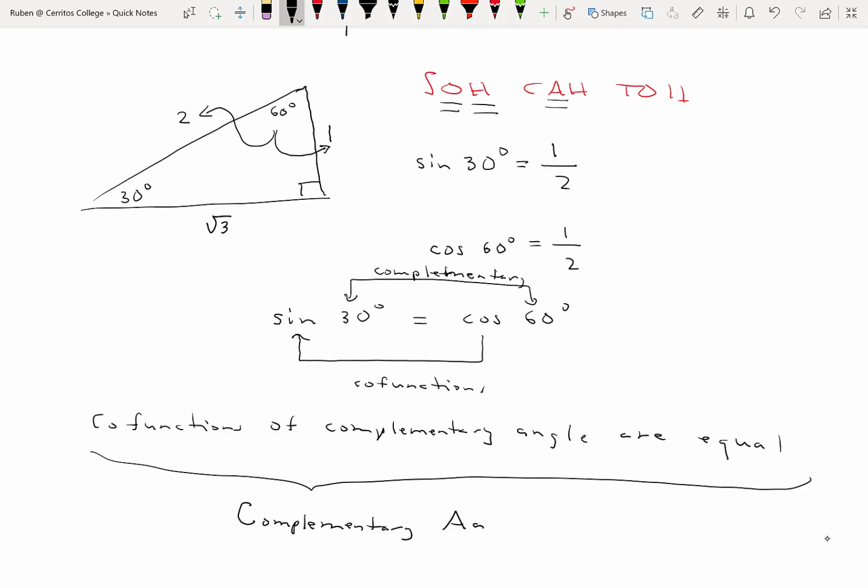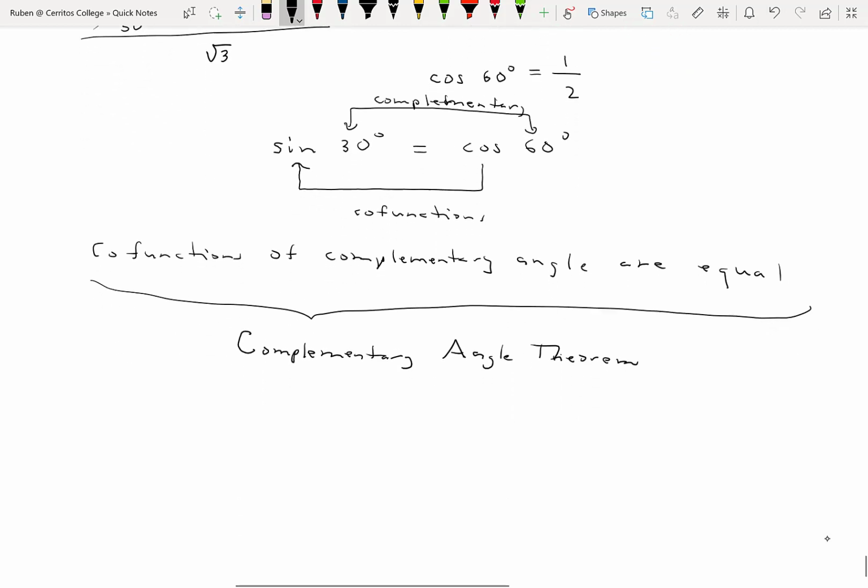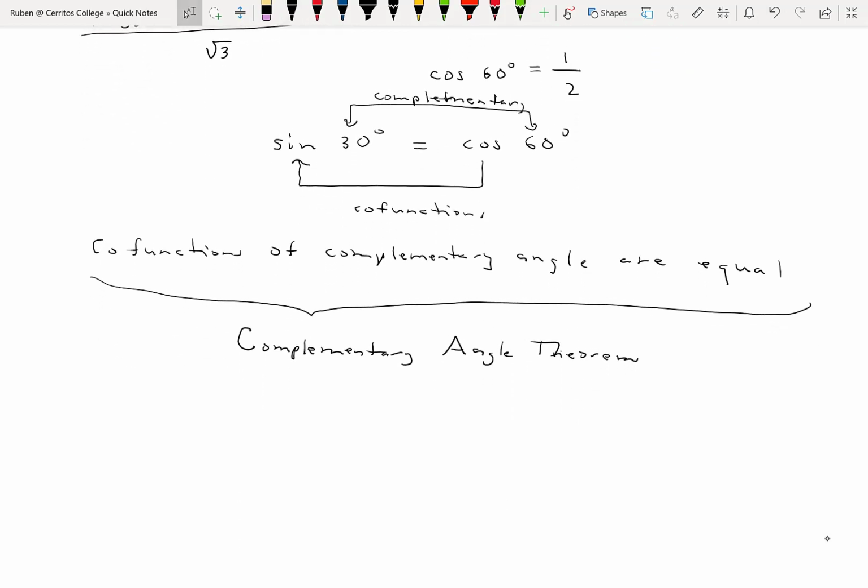The Complementary Angle Theorem. It's a shorthand for all 12 of these last identities. What does one of these identities look like? Well, it's not sine of 30 equals cosine of 60, because identities have a variable angle in them. Sine and cosine are cofunctions.